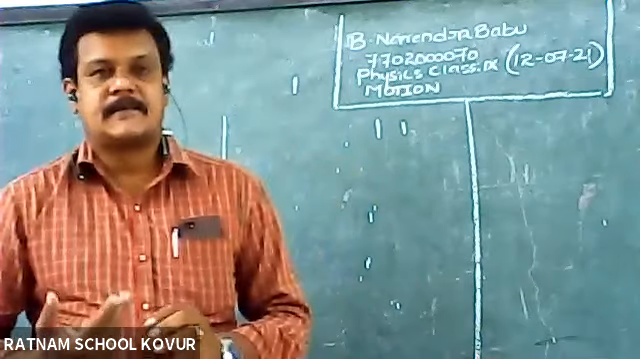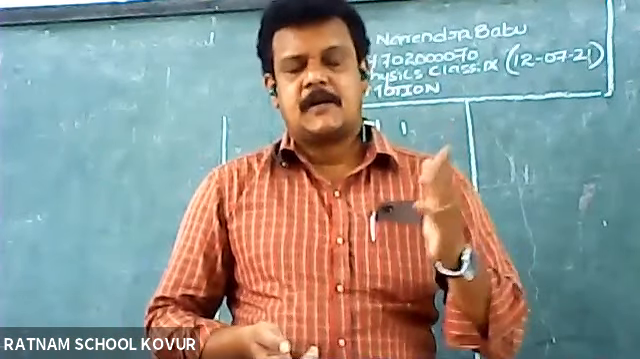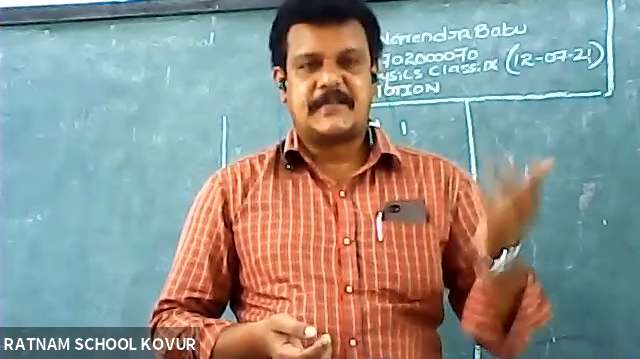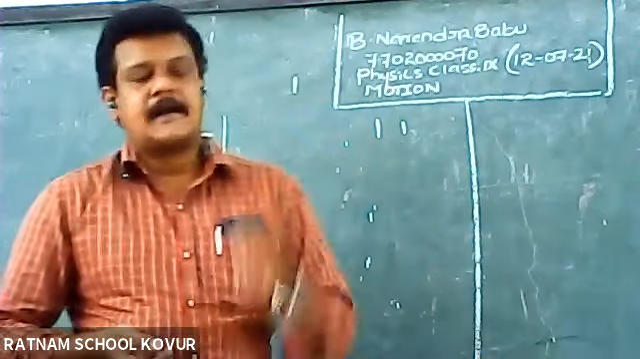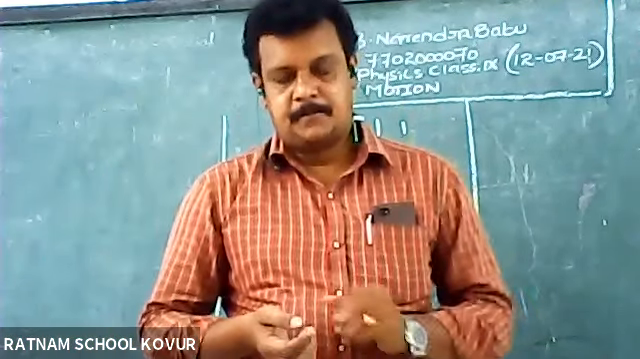Motion in the last class. First equation of motion is nothing but v is equal to u plus at, and another name for the first equation of motion is velocity time relation.